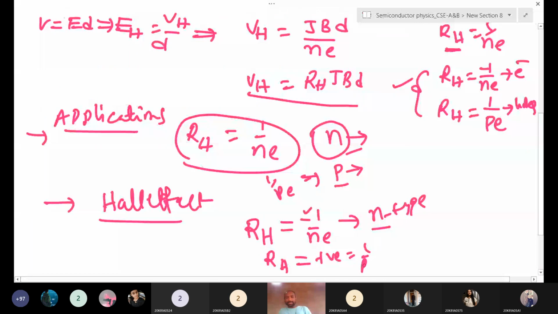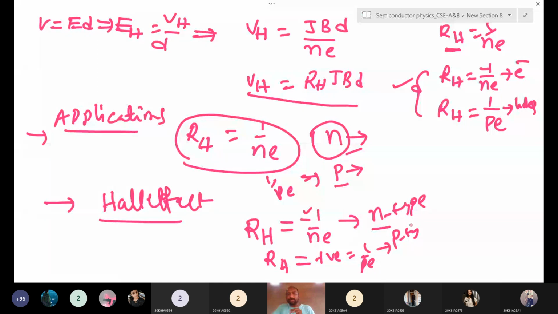Suppose I give you a material or thin film or sample, whatever you call it, and ask you to find out which type of semiconductor it is. You have to measure the Hall coefficient, that is, perform the Hall effect. If the Hall coefficient is negative, it is an N type semiconductor. If it is positive, it is a P type semiconductor. That is the main use of the Hall effect: you can find out the type of semiconductor, either n-type or p-type.